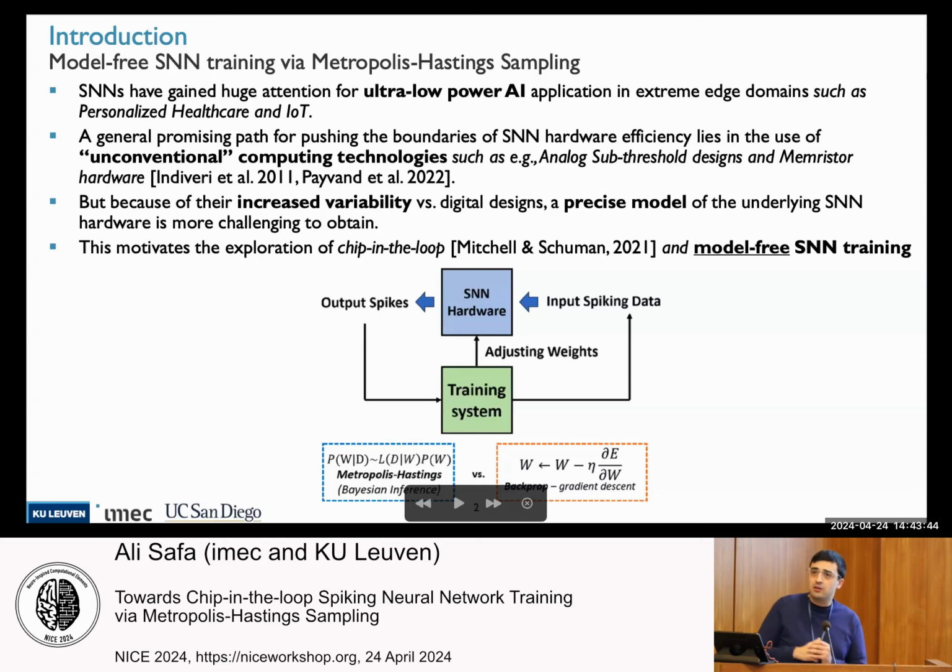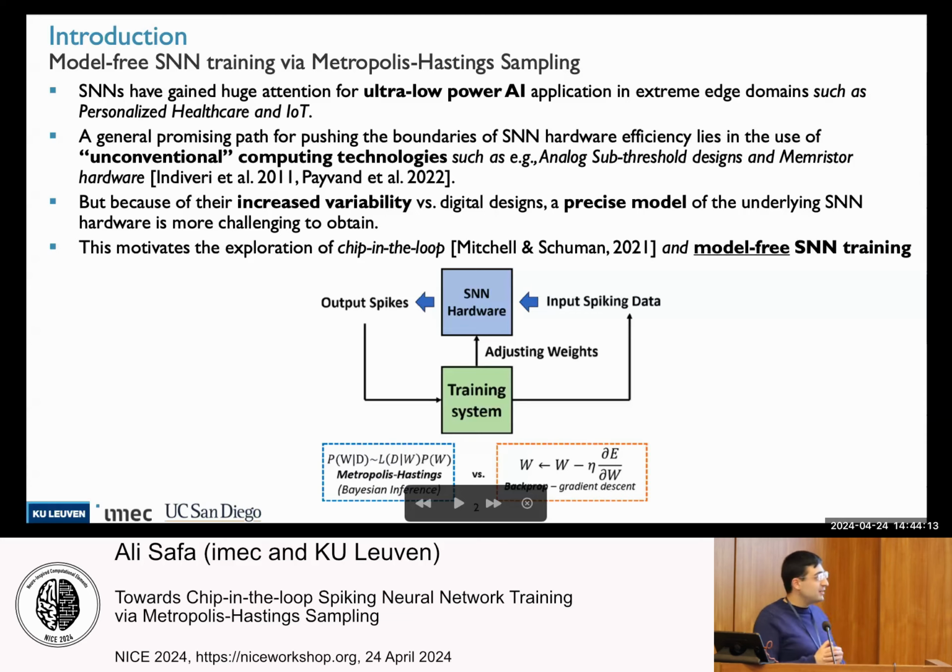A generally promising path for building the hardware needed for these SNNs is through the use of less conventional hardware techniques, so beyond digital computing. So perhaps using analog subthreshold designs, using memristors, using phase change memory, and so on. And because of the increased variability of these emerging technologies, and we saw a number of talks, in fact, discussing this in this conference.